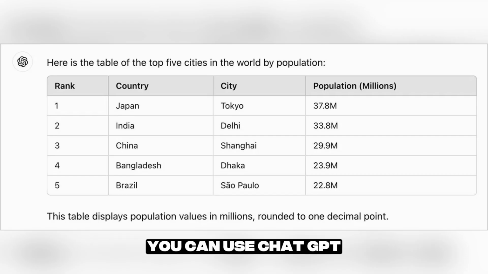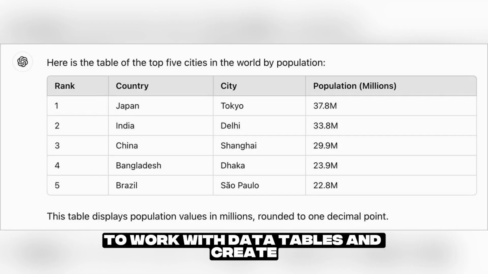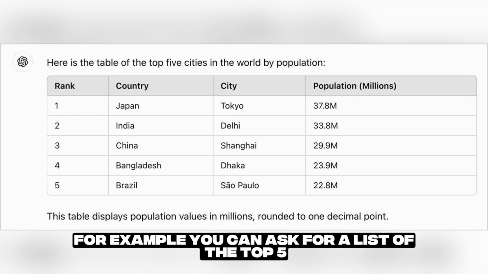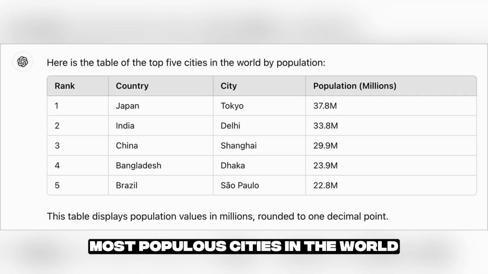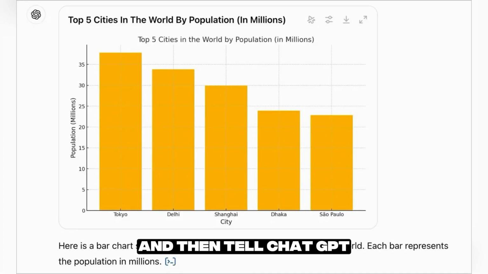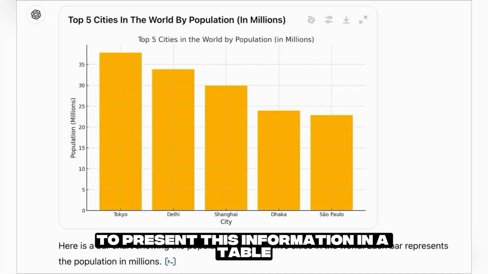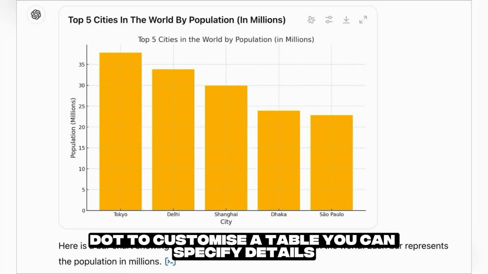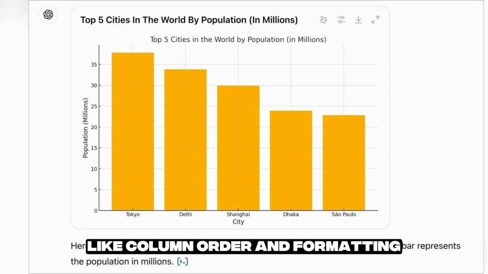You can use ChatGPT to work with data tables and create different types of visualizations. For example, you can ask for a list of the top 5 most populous cities in the world and then tell ChatGPT to present this information in a table. The AI will often add extra data, like population figures, even if you didn't ask for them.